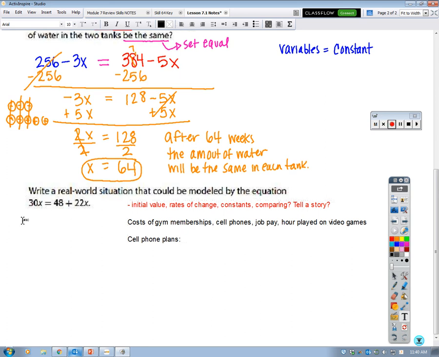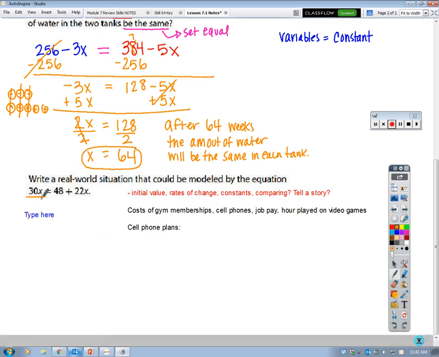So I'm going to take a look over here and I'm going to look at my equation. And I'm going to see that I have two parts here. So I've got one on this part of the equal sign. I've got another on this part of the equal sign. So I've got two things that I'm comparing. So the first thing that I'm looking at is this part right here, and I'm going to say that is plan A, right?